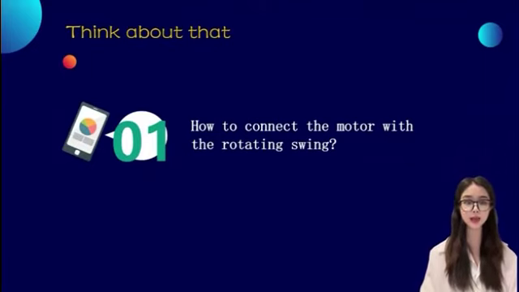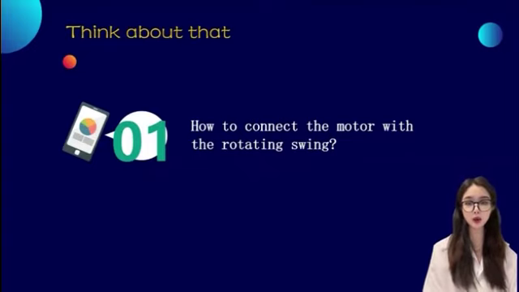The first one is, what's the difference between the electric swing and the human-driven swing? Do we need to connect the motor to the place where it needs to rotate? We can connect through the motor interface. We can see that the motor has two interfaces, A and B. In general, we will connect it to the A port.